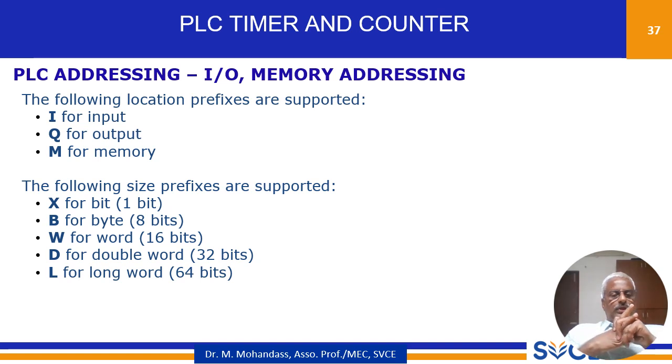And the following size prefixes are supported, depending upon the value. As we discussed, we need to define the preset value for the timer as well as the counter, and the counting value for the timer and counter, etc. So depending on the value, we can use X if it is going to be 1 bit, B for 1 byte or 8 bits, W for 2 bytes or 16 bits, D for 32 bits, L for 64 bits.